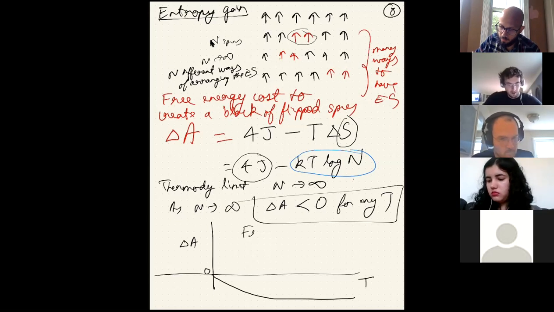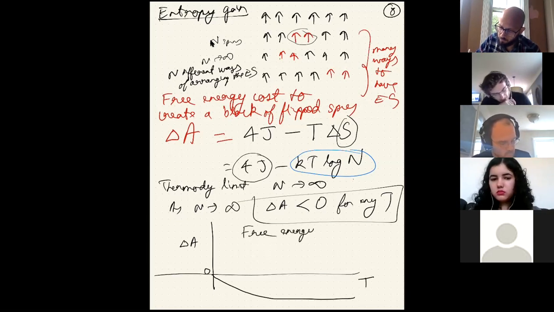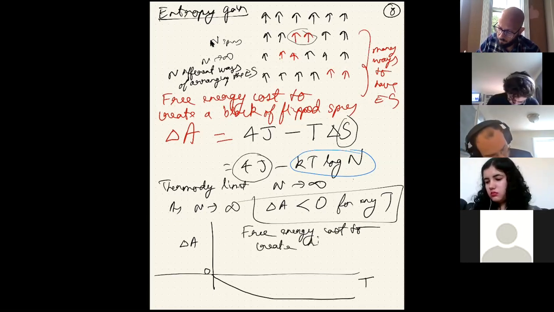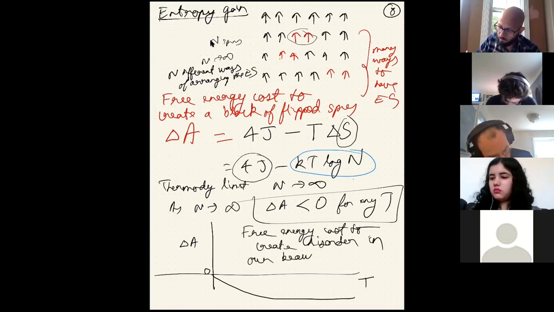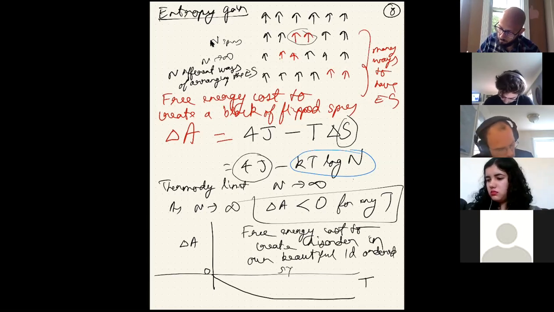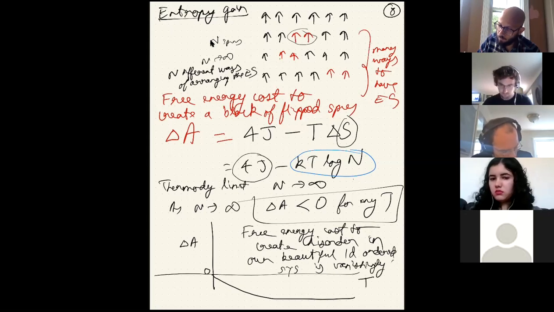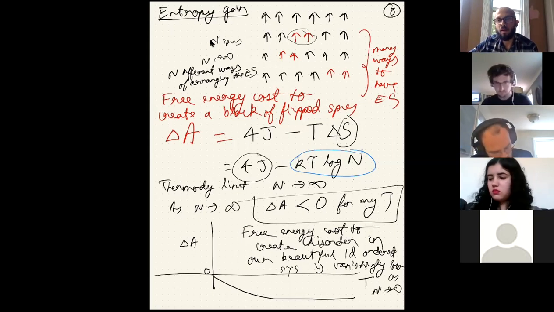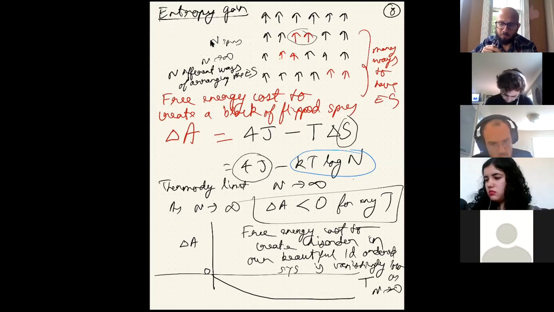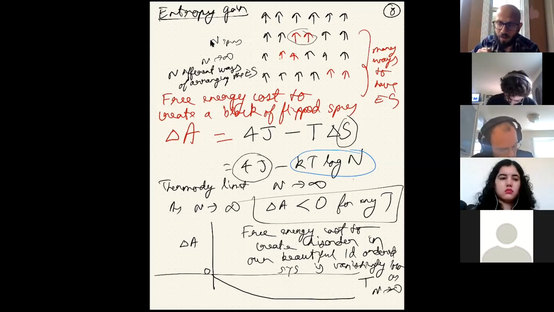The free energy cost to create disorder in our beautiful 1D ordered system is vanishingly low as N tends to infinity. So in the thermodynamic limit, a 1D system cannot sustain order. It will become disordered. So that's Peierls' droplet argument in 1D.